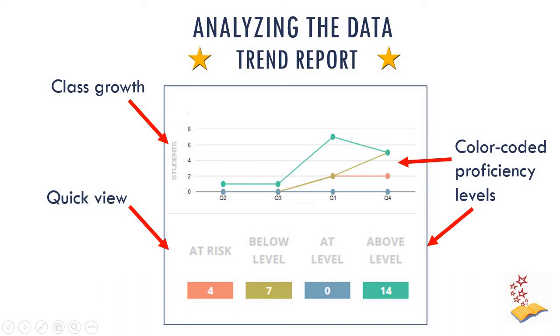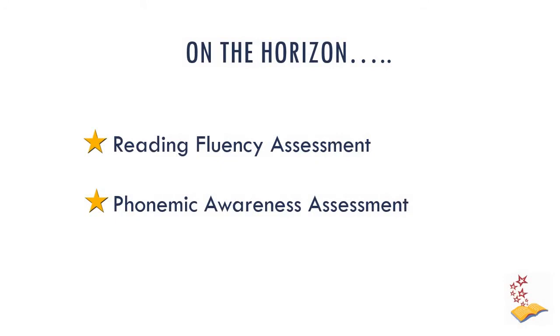This shows class or student growth from assessment to assessment or throughout the year. Reports like these will also be useful as we continue to develop online assessments. Spalding is already looking ahead and working on 2 more assessments. Expect the Reading Fluency Assessment and the Phonemic Awareness Assessment to be added to the OHMS section in the next phase of Reading Stars.